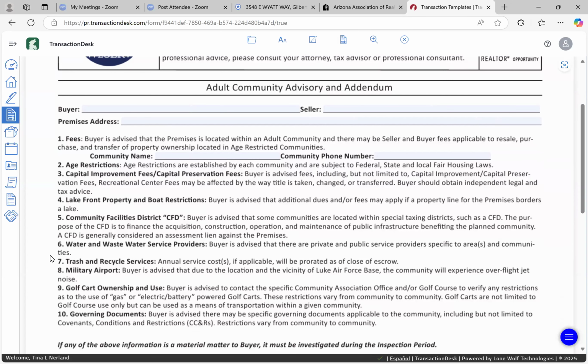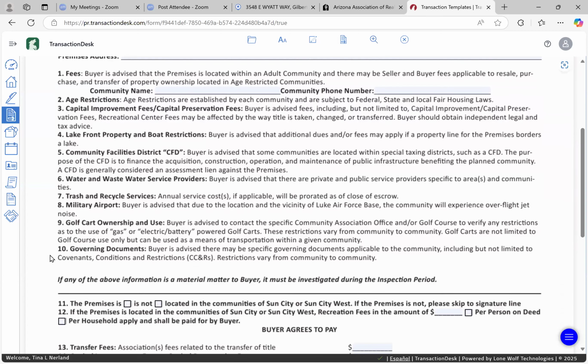Water and wastewater service providers: the buyer is advised that there are private and public service providers specific to areas and communities. Trash and recycle services: annual service cost, if applicable, will be prorated at close of escrow. Military airport: buyer is advised that due to the location and vicinity of Luke Air Force Base, the community will experience overflight jet noise. Of course, this is only on the west side, Sun City. Definitely you would be using this because it's 55 and older.